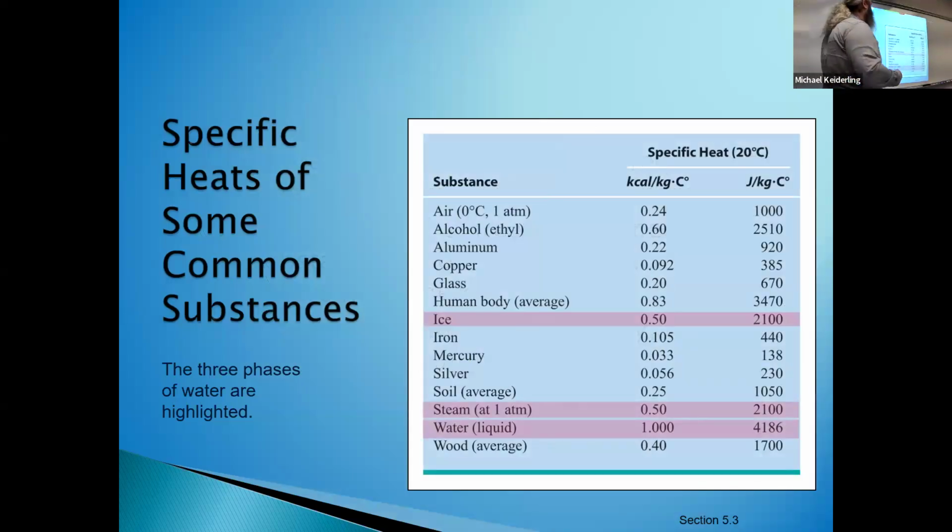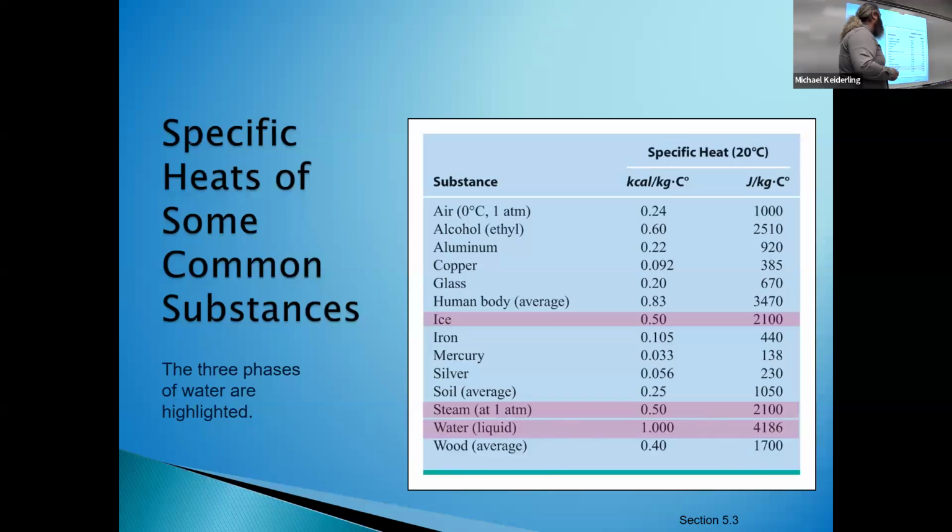So here are some examples of specific heat capacity. These are in two separate units: kilocalories per kilogram degree Celsius, which is what we're primarily going to use, and joules per kilogram degree Celsius. Here, for example, air has a lousy specific heat, 0.24. Ethyl alcohol is 0.6. Aluminum is 0.22. Copper has a lousy specific heat, 0.092, but it's dense.